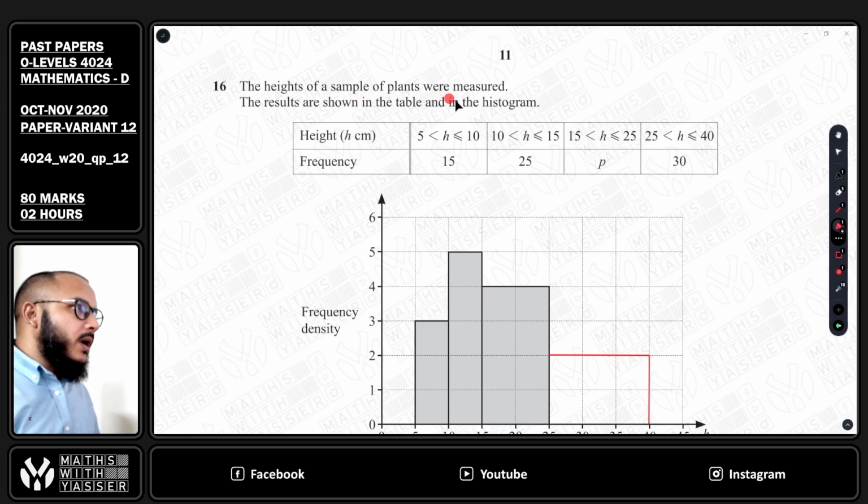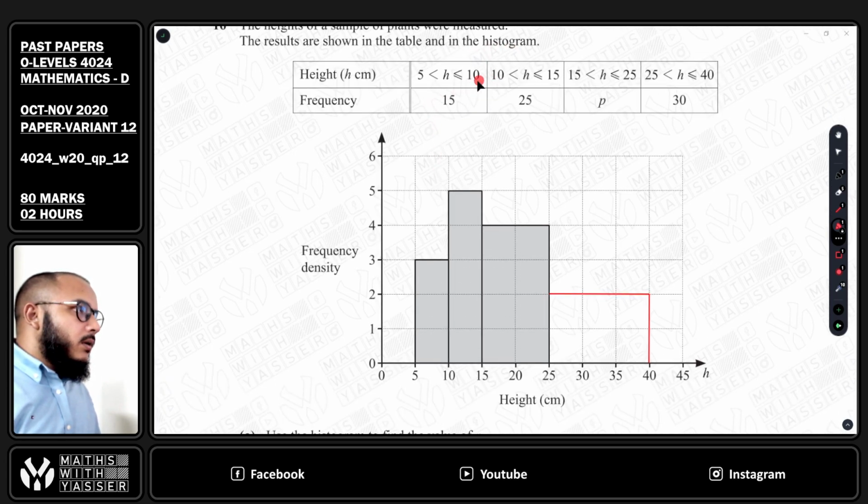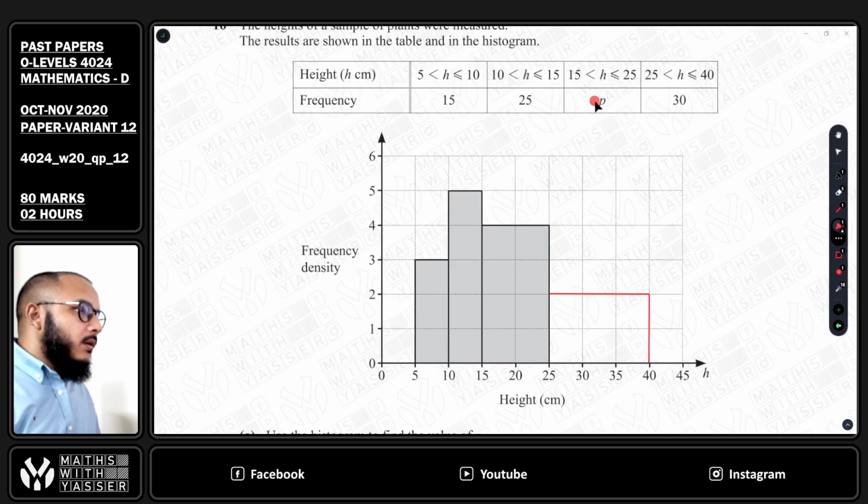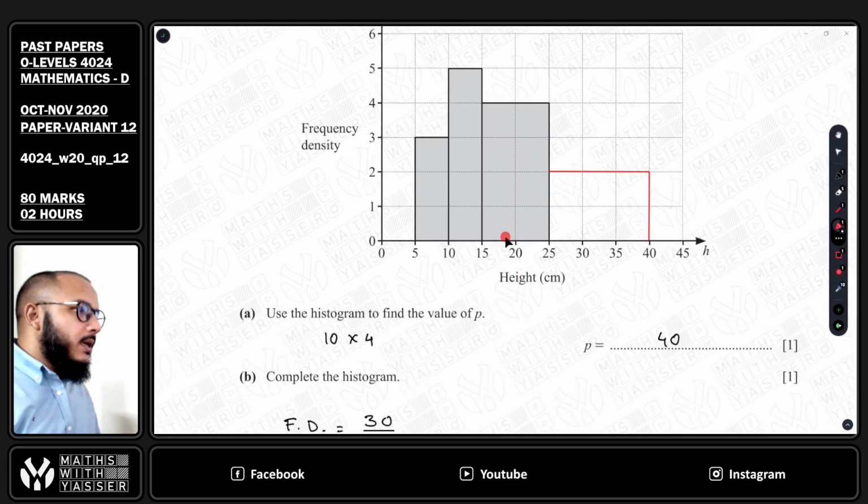The heights of a sample of plants were measured. The results are shown in the table and in the histogram. We need to look at the histogram, and there is frequency density provided. That means these class widths were not equal. Now let's look into the first part of the question, which says use the histogram to find the value of P. In a frequency density graph, the area of the bar represents the frequency. Between 15 and 25, we have 10 units in the width and 4 units as the height. So that will be 10 times 4, which is 40. So the value of P should be 40.